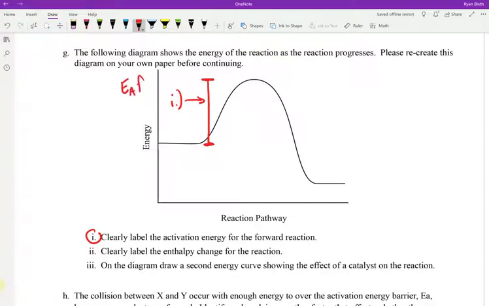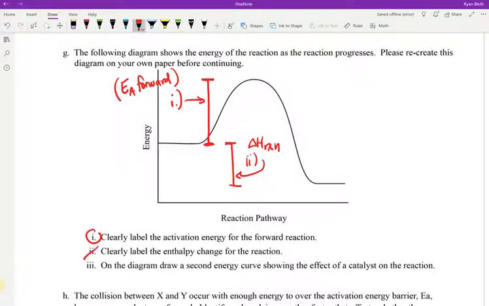EA forward. Clearly label the enthalpy change for the reaction. So that's from start to finish. So from start here to finish here. There's my part 2 answer, or delta H for the reaction.